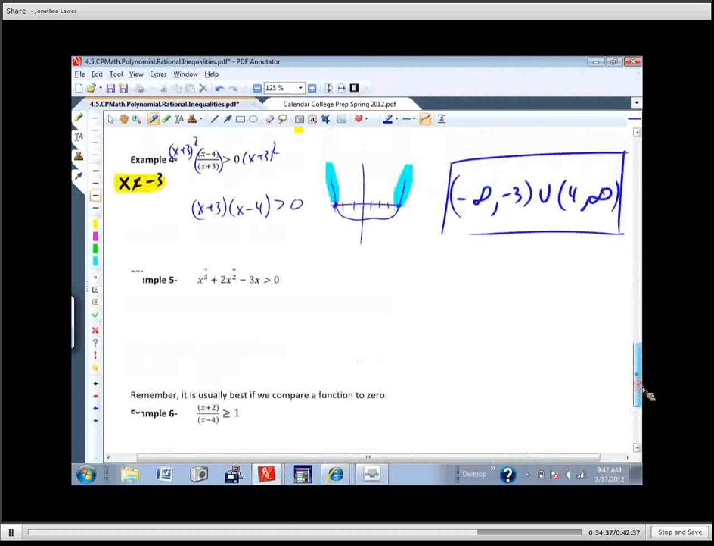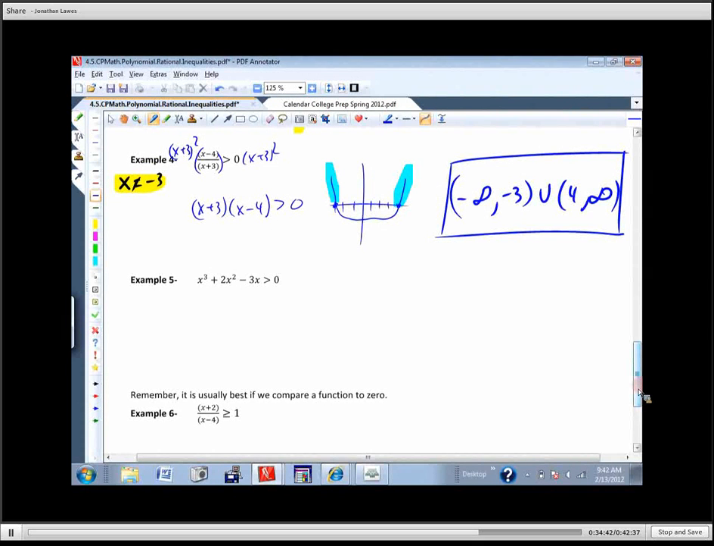On this next problem right here, can somebody tell me something good about it and something not so good about it? John? It doesn't have domain issues. That's good. It's not completely factored. That's not so good. Anything else good about it? It's easy to factor. It's a polynomial. Okay, it's not a rational expression, so we're in good shape there. And the big thing is, it's already compared to 0. If it's not compared to 0, everything that we've talked about today doesn't work because we were always comparing it to 0. We were comparing it to the x-axis.